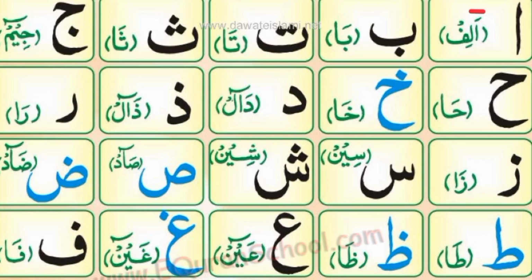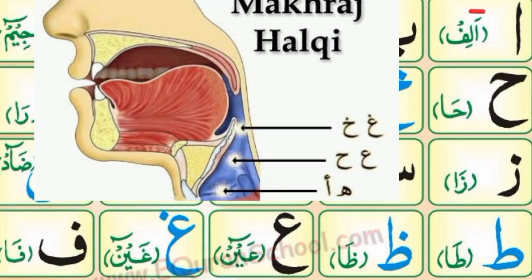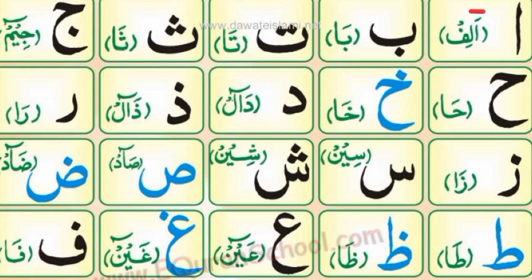Okay, the next letter is ain. The articulator of ain is from the middle part of the throat. It is a throat letter. There are three parts of the throat: upper, middle, and lower. Ain and ha. These two letters are pronounced from the middle part of the throat. Okay, not ain, not ain. This is incorrect. We have to squeeze our tone. We have to squeeze this letter from the middle part of the throat with full effort.